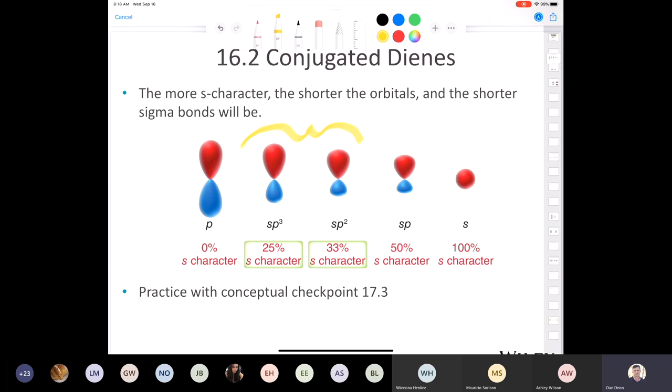So it says the more s character you have, the shorter the orbitals, or the smaller the orbitals, whatever you want to say, and the shorter the sigma bonds will be. So that's the rationale for why the carbon-carbon single bond in a conjugated diene is actually shorter than that of the single bond between two sp3 hybridized carbons.